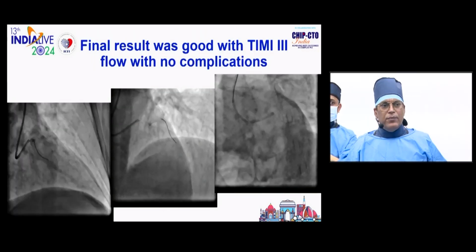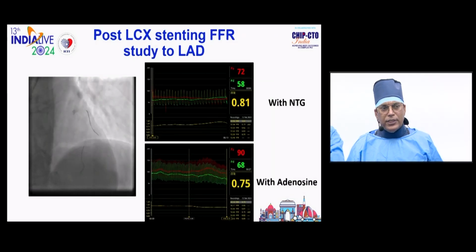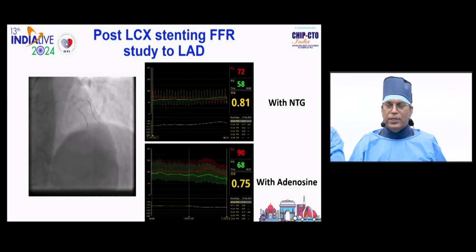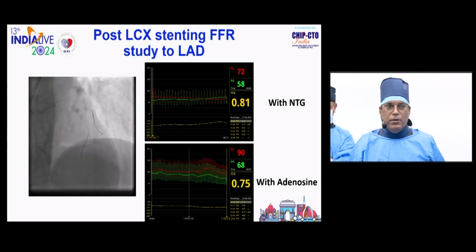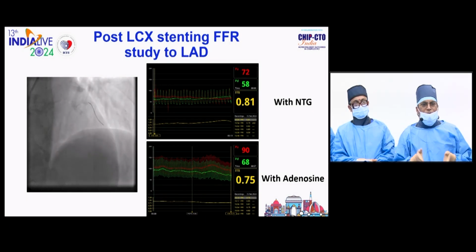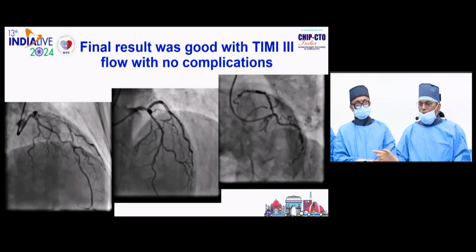After that we did the FFR study. You see the FFR study with adenosine after LCX stenting: the 0.81 became 0.75, which means significantly positive. We did the LCX and RCA about 3 days back. Today we are planning to do the LM to LAD assessment with OCT.